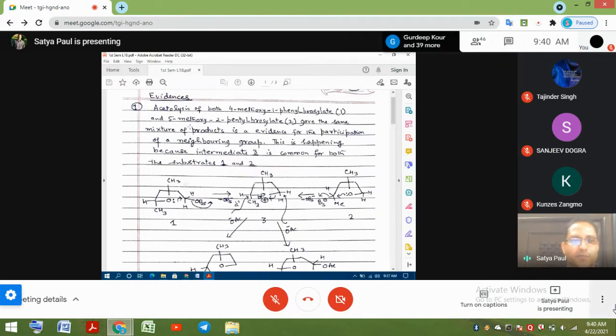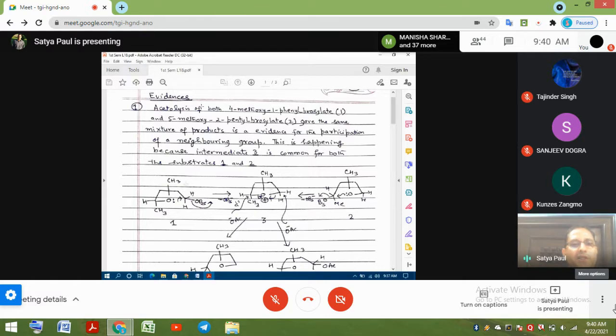So with the help of neighboring group, the rate of the reaction got increased, as well as if you start with the optically active substrate, you end up with retention of configuration. And you have seen that in the mechanism, we have two SN2 processes, and ultimately the net result is the retention of configuration. I have given you two examples also: one is the mustard gas, and another is the solvolysis of the tosylate.